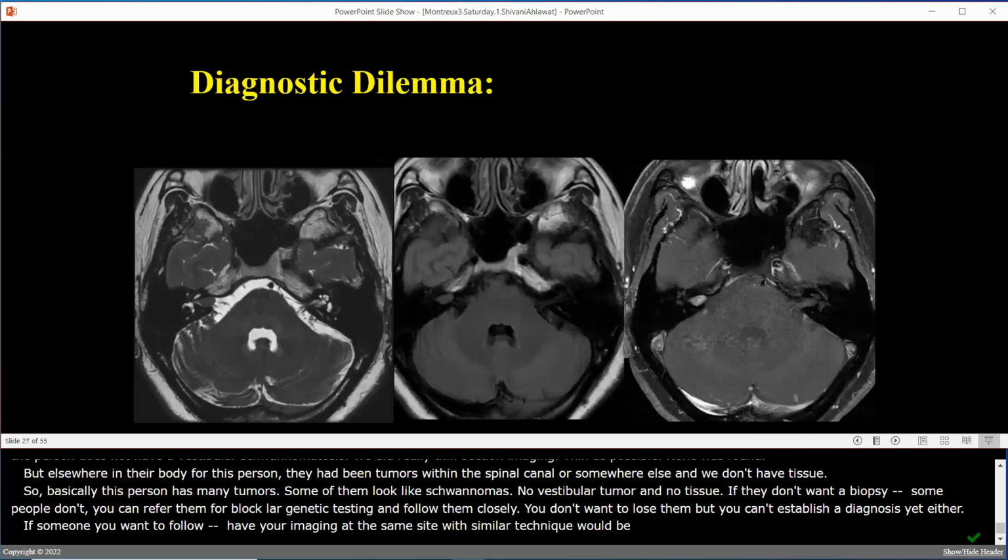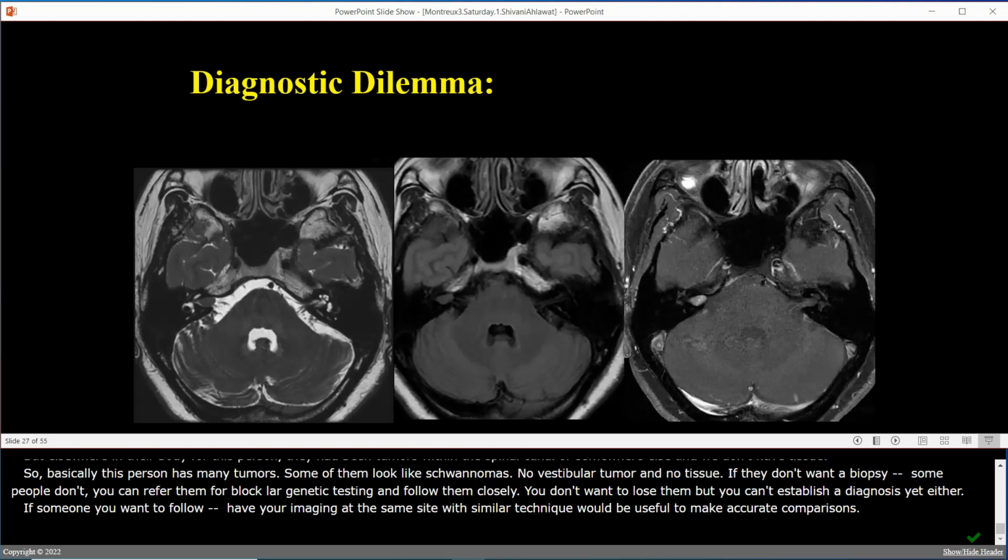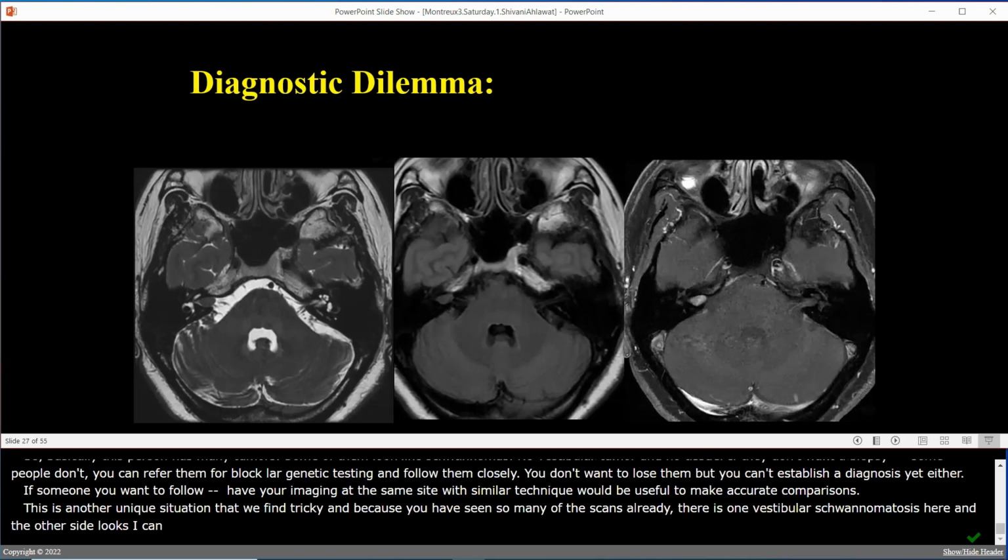And now this is another unique situation, which we find tricky. And because you've seen so many of these scans already, there is one vestibular schwannoma here, the other side looks okay. So this is a young person, say they're 22, and they have one vestibular schwannoma. What do you do then?